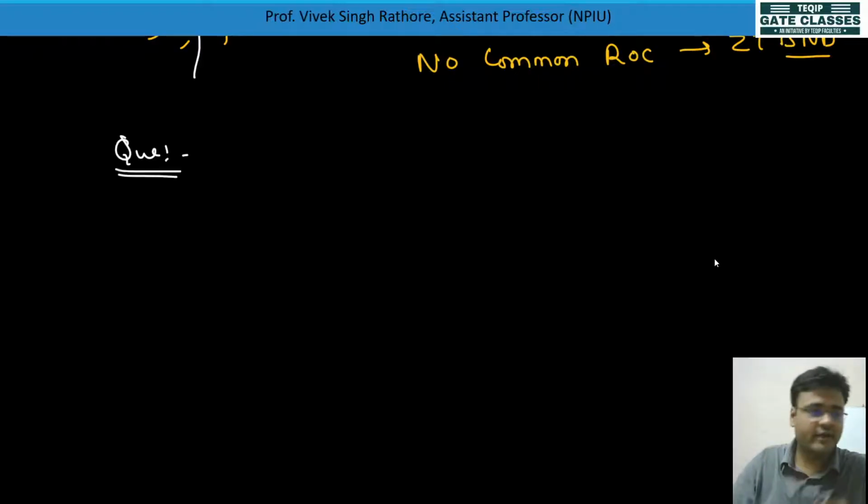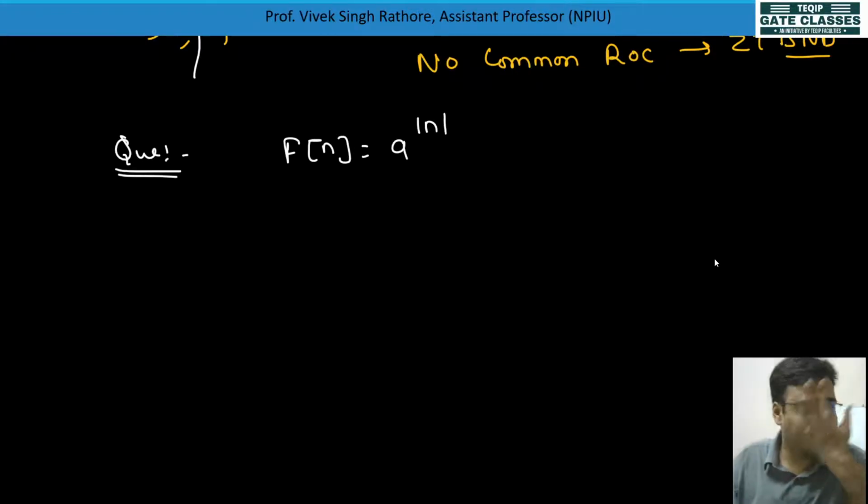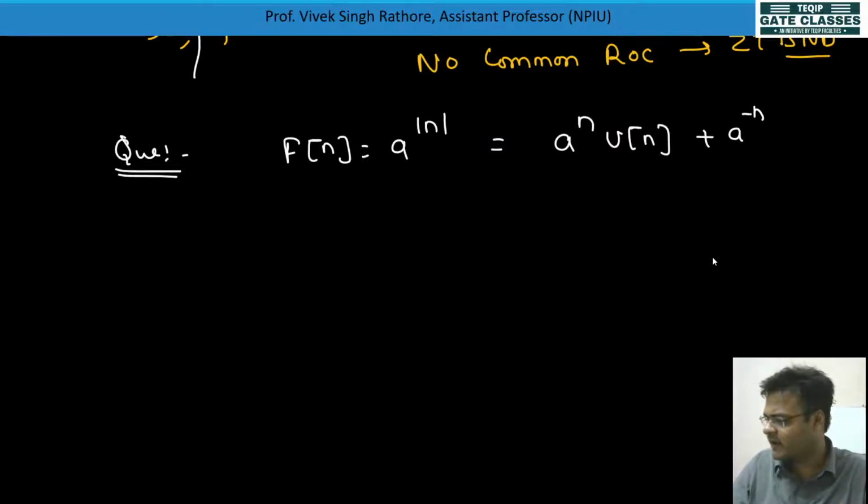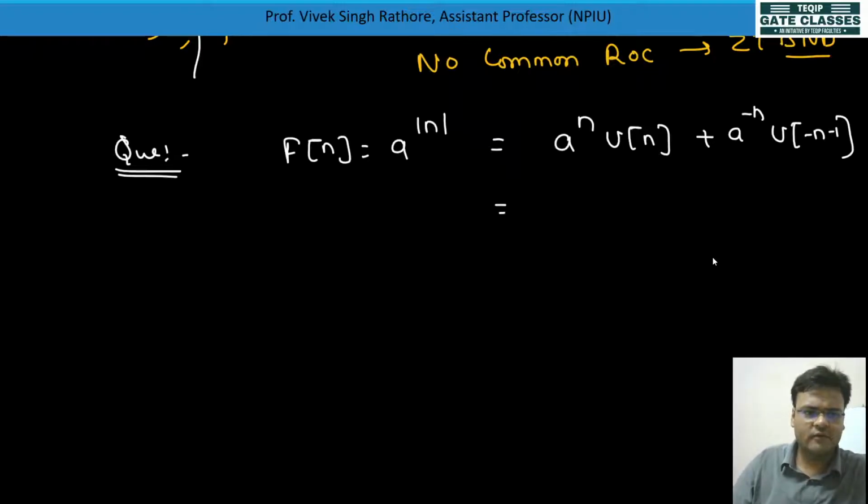Let's suppose f of n is a to the power mod n. Now see, a to the power mod n can be written as a to the power n, u of n, plus a to the power minus n, u of minus n minus 1. Yeah, u of minus n minus 1 can be written. Now see what we need to do: the Z transform.